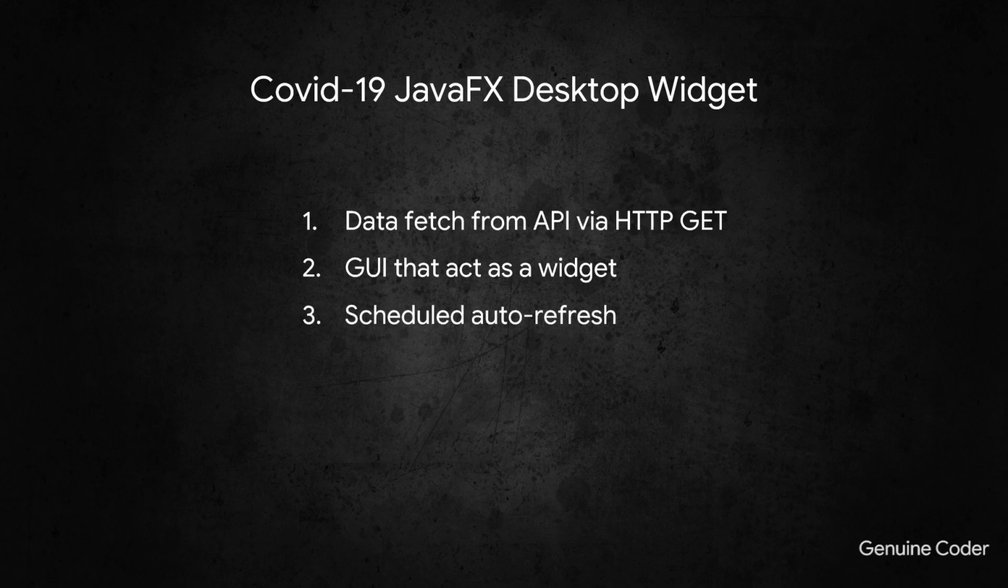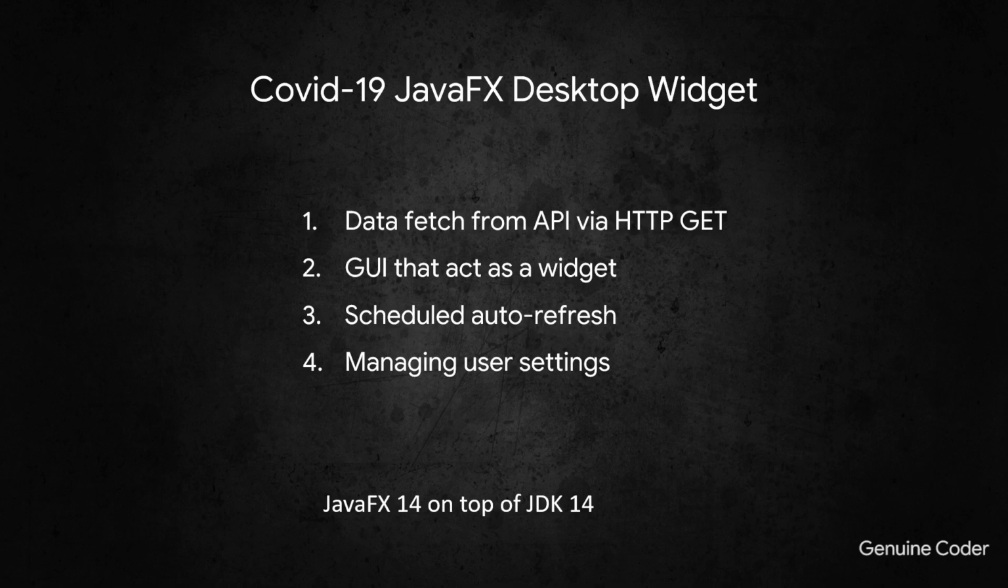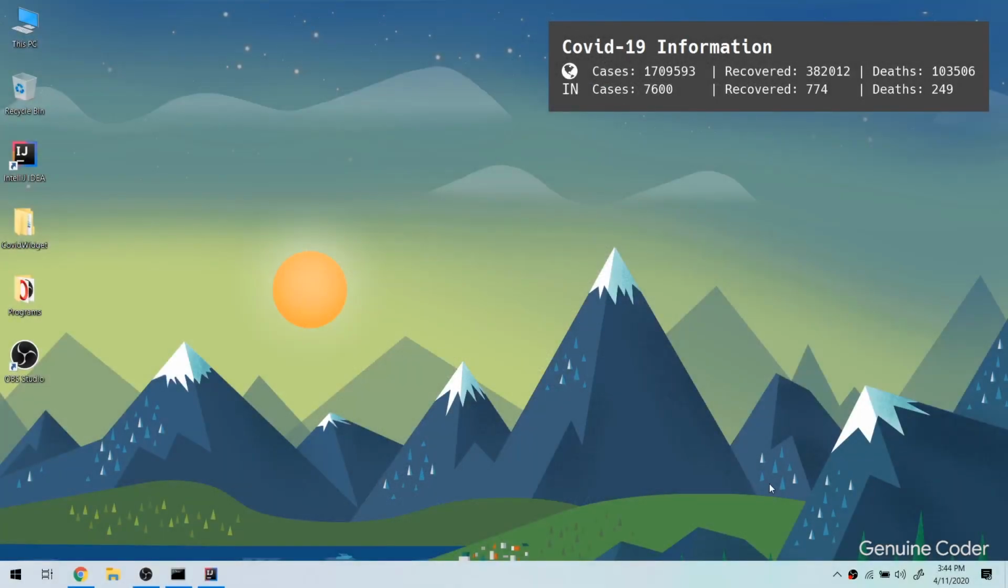The third one is scheduled auto refresh. We have to auto refresh the data at a certain duration, as you have seen before, where it was set to 3000 seconds. So we need a scheduler that schedules the refresh operation. And the last one is managing user settings. We need to let the user change the country as well as the refresh interval. That part will be handled by the fourth module, user settings management. And regarding the language, we'll be using JavaFX version 14 on top of Java 14. Now let us start coding.